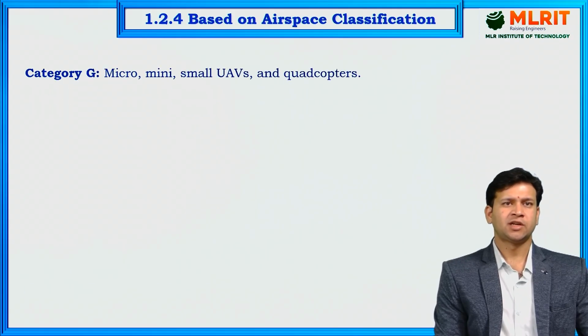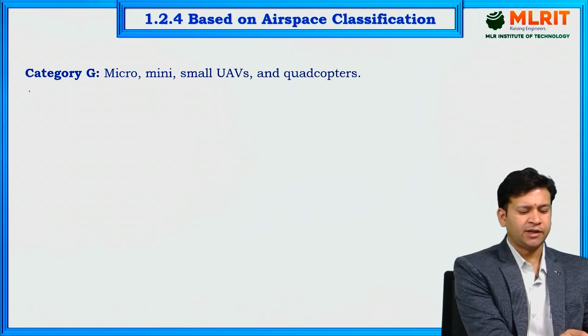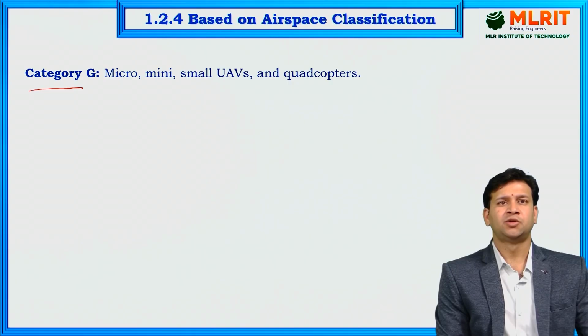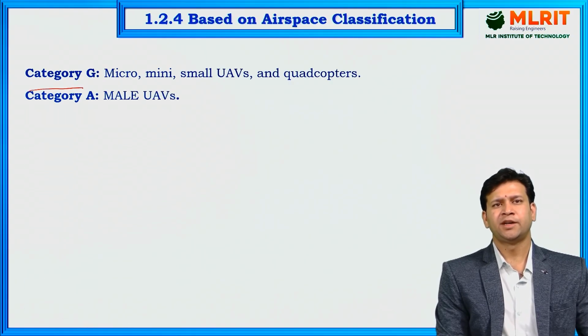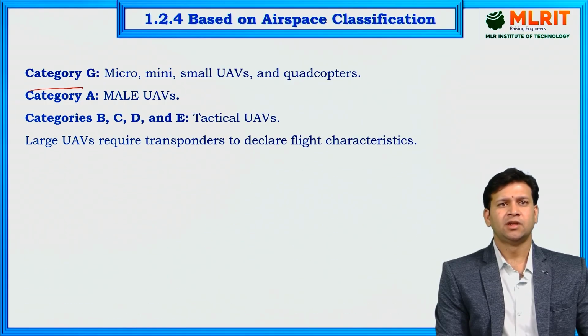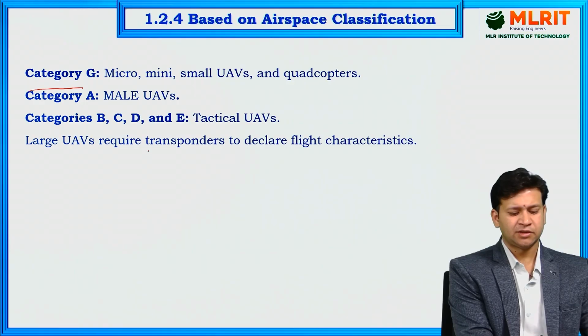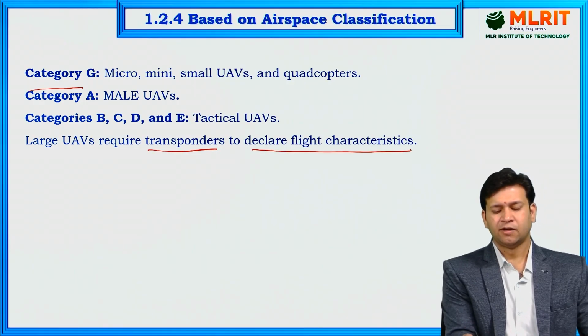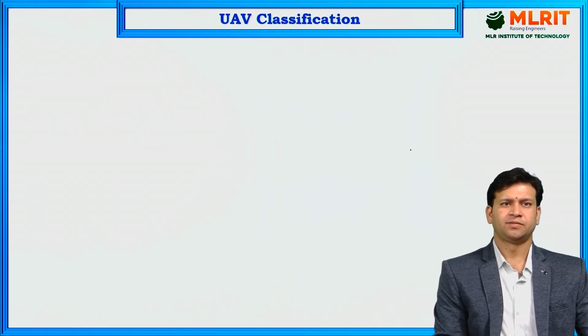Based on airspace classifications, we have category G, which will have drones like micro, mini, small UAVs and quadcopters. Under the category A, we have MALE UAVs. Under the category B, C, D and E, we have tactical UAVs. And large UAVs require transponders to declare flight characteristics.